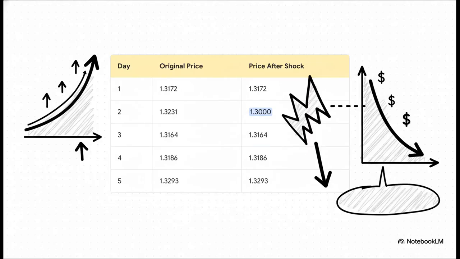How does our trusty, simple moving average handle a shock to the system like that? Just look at how one single number can totally change the game. On the left, we've got our original normal prices. On the right, that one news event on day 2 causes the price to just plunge down to 1.3000 before it recovers on the following days.